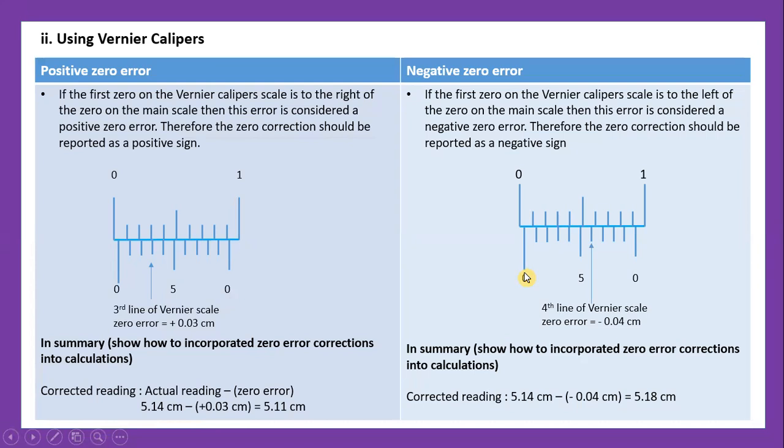On the other hand, how do we get the final reading for the negative zero error? Assuming your negative zero error is negative 0.04 and your actual reading is 5.14 centimeter, you have to minus negative 0.04 centimeter, and you get the value of 5.18 centimeter. This is how you use the vernier caliper when there is a positive or negative zero error.